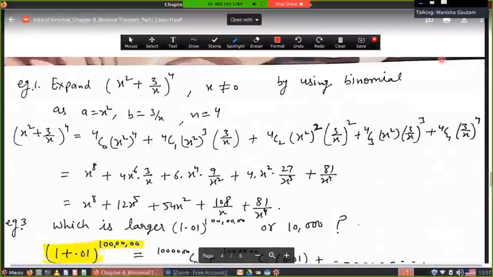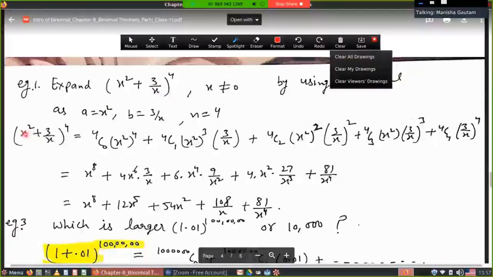Now apply the binomial theorem on the given question, that is, expand x square plus 3 upon x whole power 4, where x is not equal to 0. I think you know about it. If x is equal to 0, this term becomes not defined. That's why it is written here, x is not equal to 0. Now you know the identity a plus b whole power n. Here the value of a is x square, b is 3 upon x, and n is equal to 4.